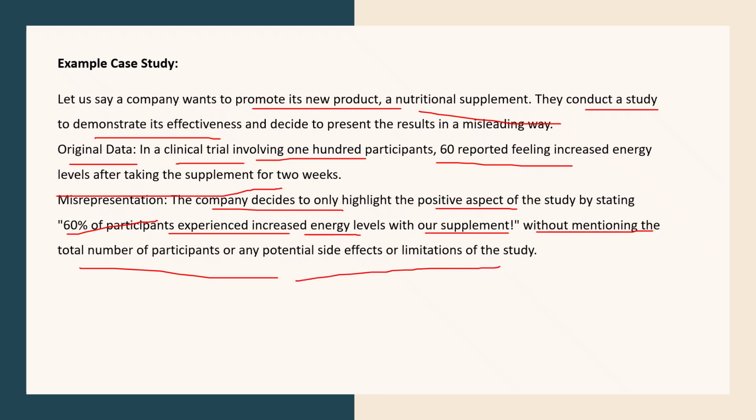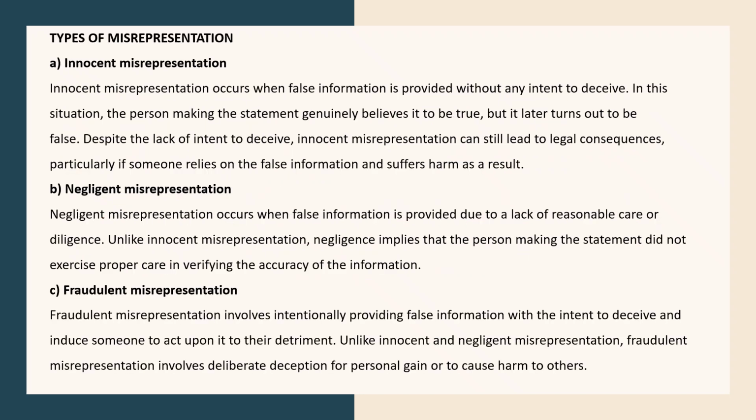They are putting out only the positive aspect, not the negative aspect. This is nothing but misrepresenting the data. Okay. Types of misrepresentation: innocent misrepresentation, negligent misrepresentation, and fraudulent misrepresentation.